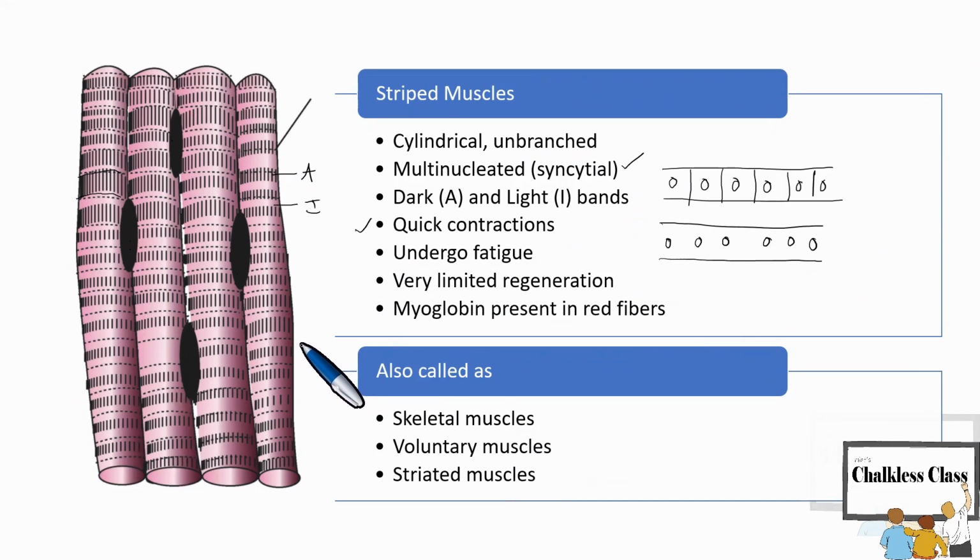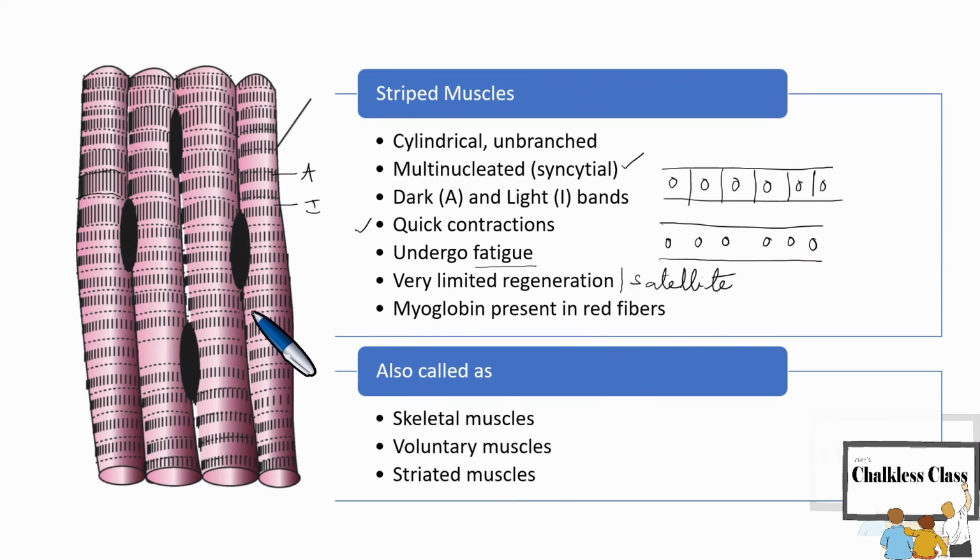These undergo fatigue. Fatigue means after repeated contractions, the muscles fail to contract temporarily, and that temporary state is called fatigue. In other words, we can say that the muscles get tired. These have very limited regeneration. As we discussed earlier, the muscle cells do not divide, but these can regenerate. This is because of satellite cells, myoblast cells associated with them.